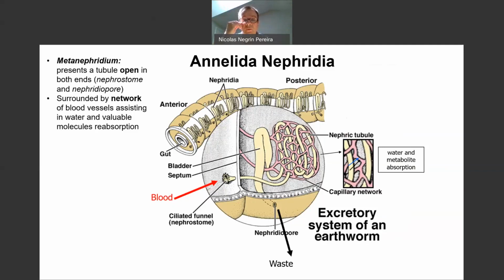And once the fluid is formed, it's going to end up in a bladder, which is kind of a more widened tubule within the nephric tubule. And then it will end up opening to the outside in a nephridiopore, which normally opens in the next segment of the animal, and will be wasted and eliminated to the exterior.